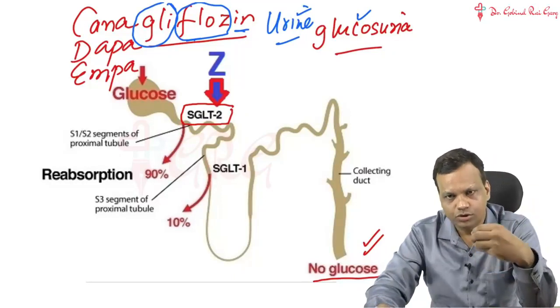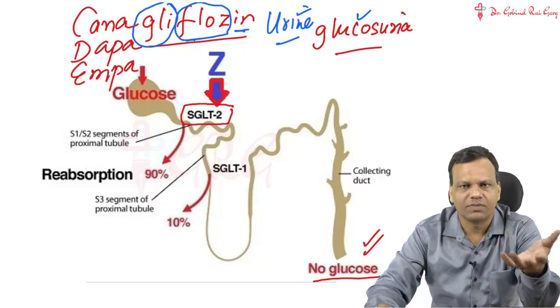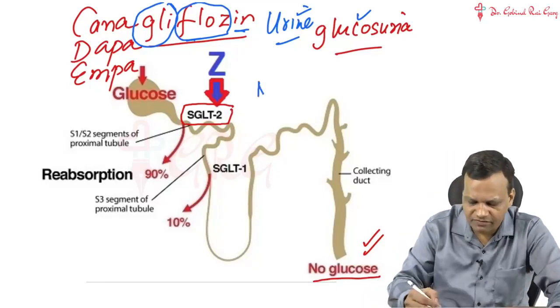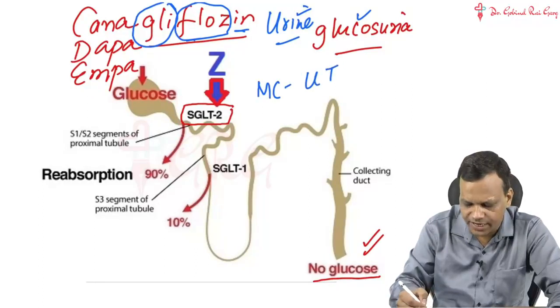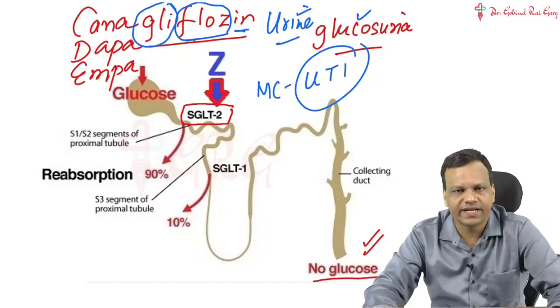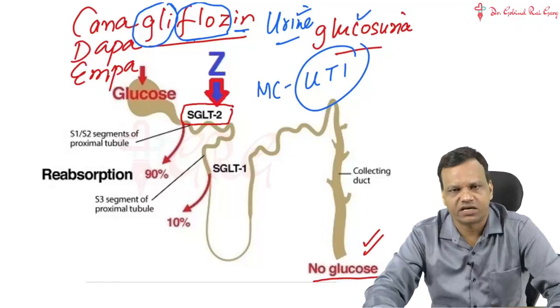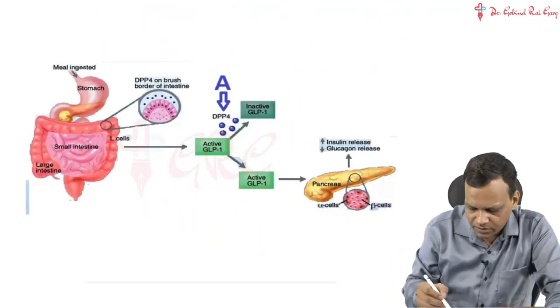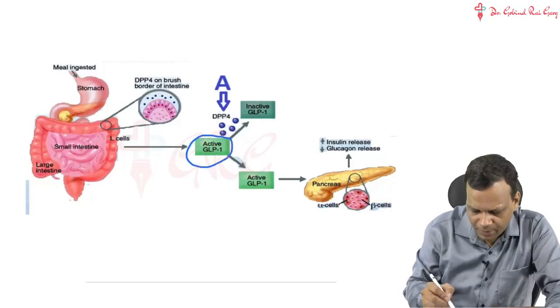And because the glucose has come in the urine, the bacteria will also reach to eat that glucose. So the most common side effect of these drugs is urogenital infection. Urinary tract and genital tract infections are very common. Clear?